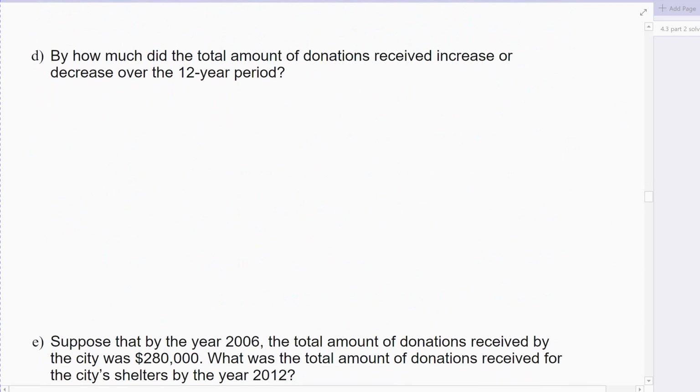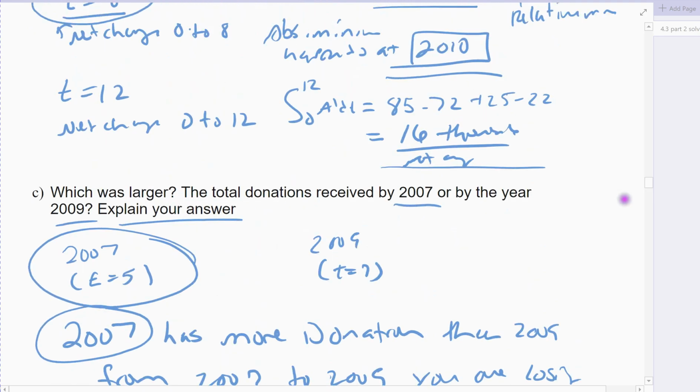How much did the total amount of donations received increase or decrease over the 12-year period? So now I'm looking at the entire thing. So we want to know this integration from 0 to 12 of my derivative. What's the net difference in my donations from 2002 to 2012? All right, so now I'm looking at the net change, which we actually found earlier. So I'm just going to pull it from my earlier problem, right?